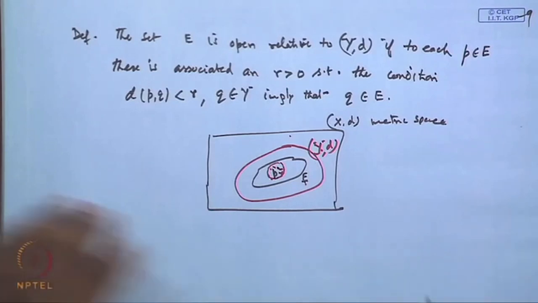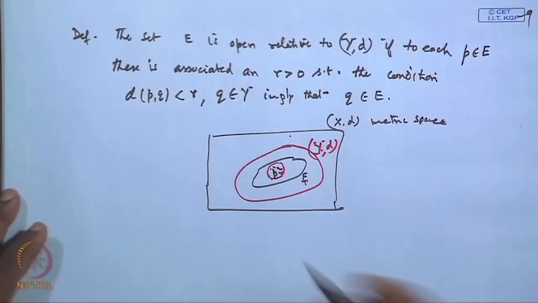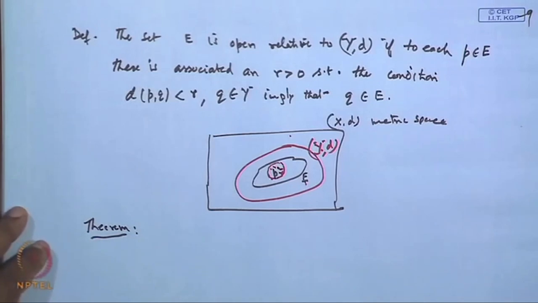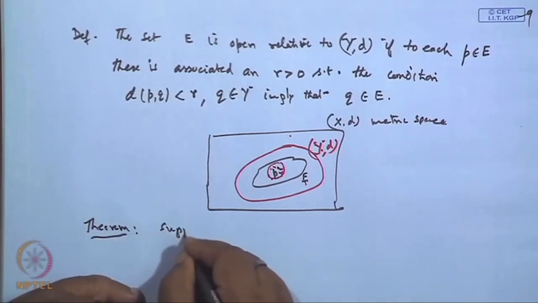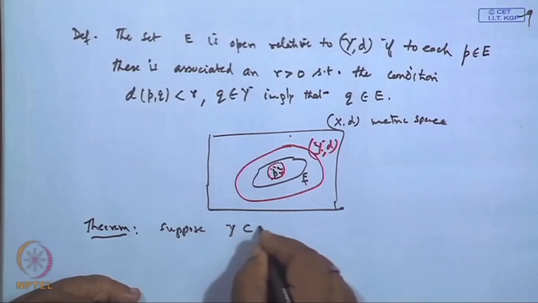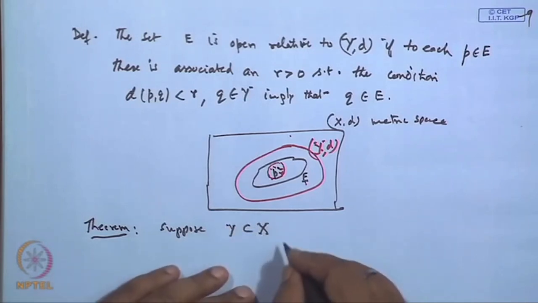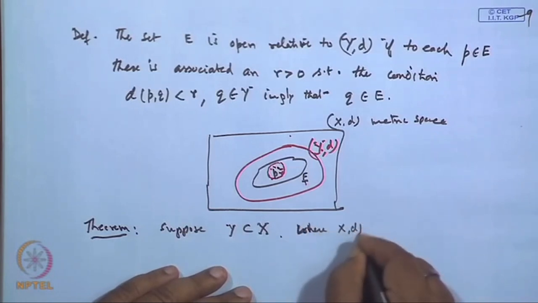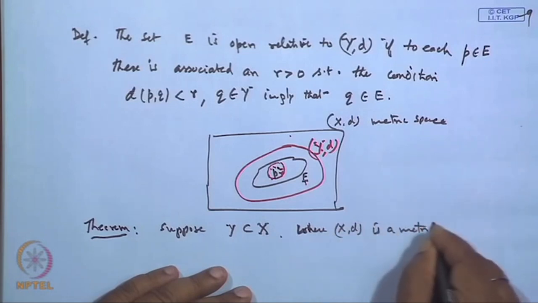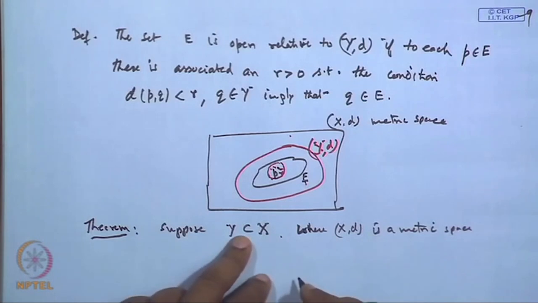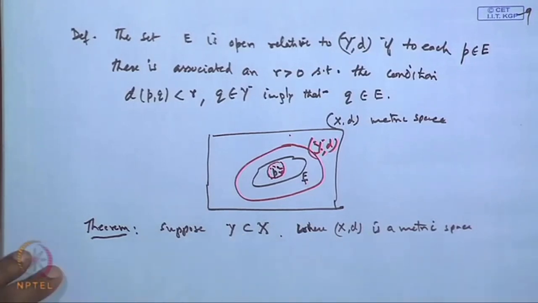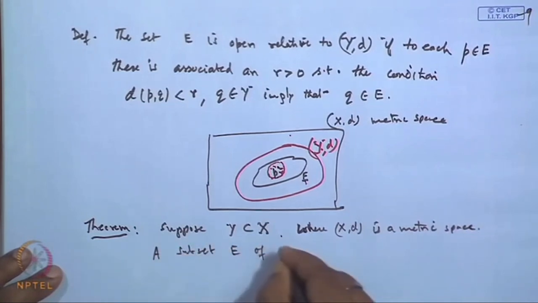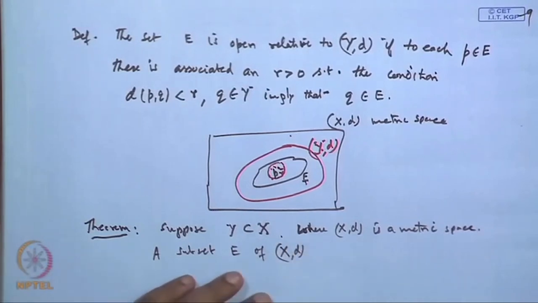Before going for the compact set definition, we have one more result. That result shows what will be the form of the open sets in the relative case. Suppose (X, d) is a metric space. Let (X, d) be a metric space and Y be a non-empty subset of X. A subset E of Y is open.